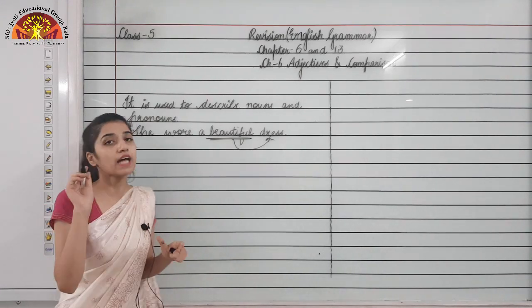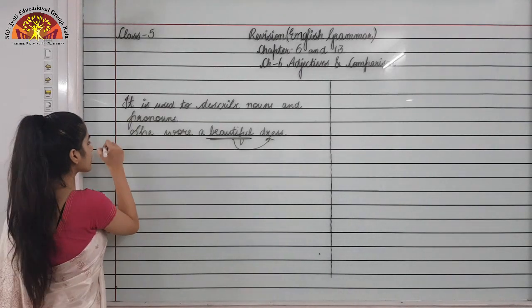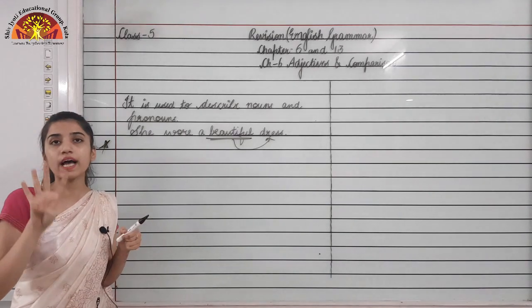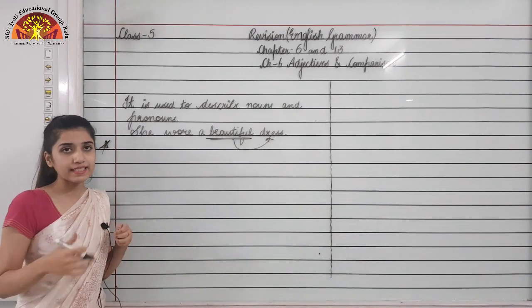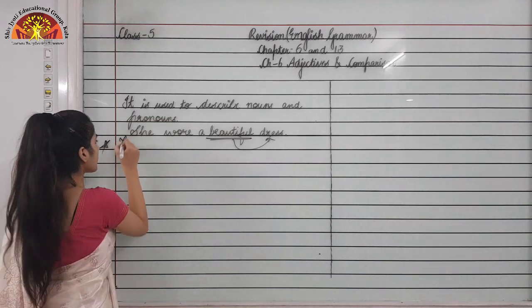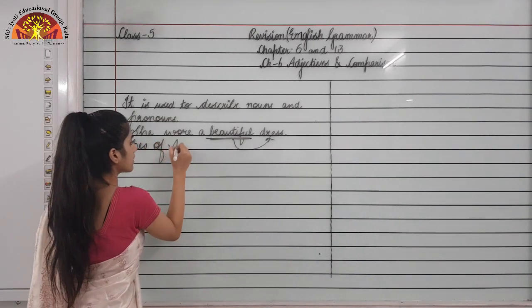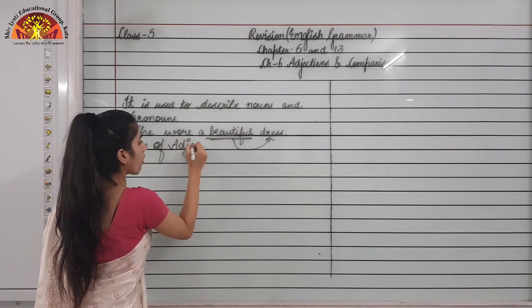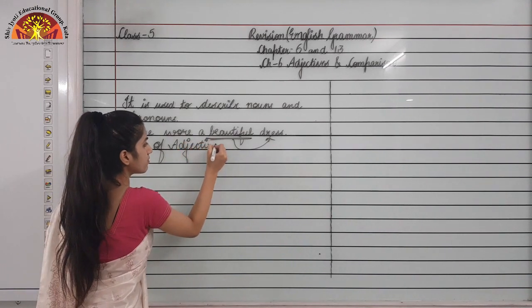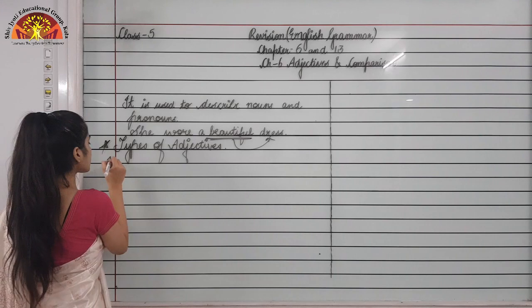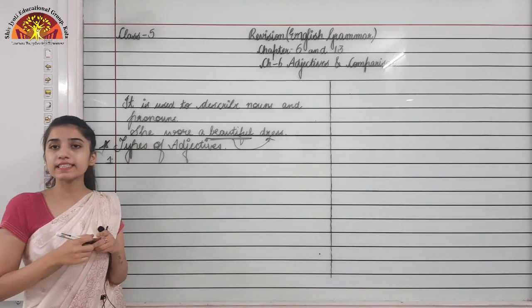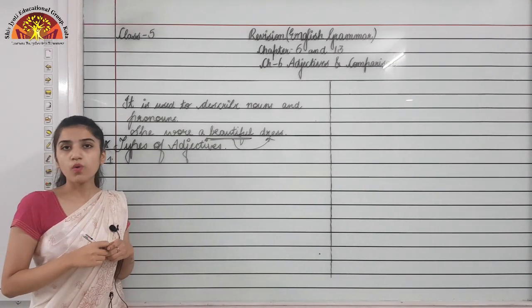Now we are going to study the types of adjectives, and we will be studying 4 types of adjectives over here. What are they? Let's write. Types of adjectives. The first type of adjective that we will study is adjective of quality.